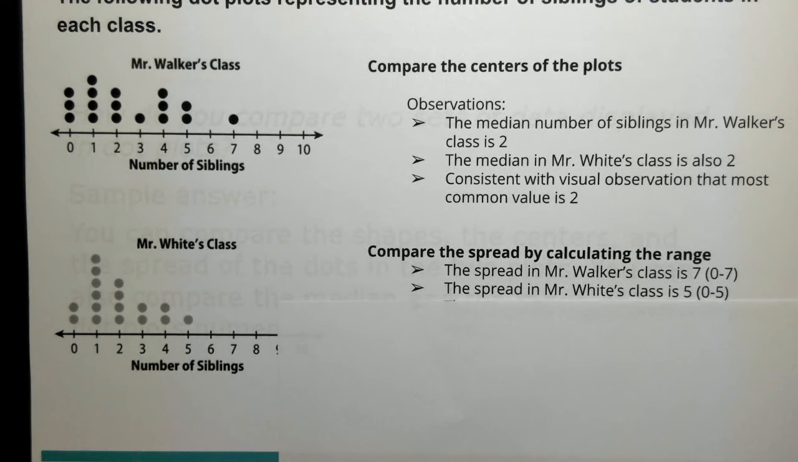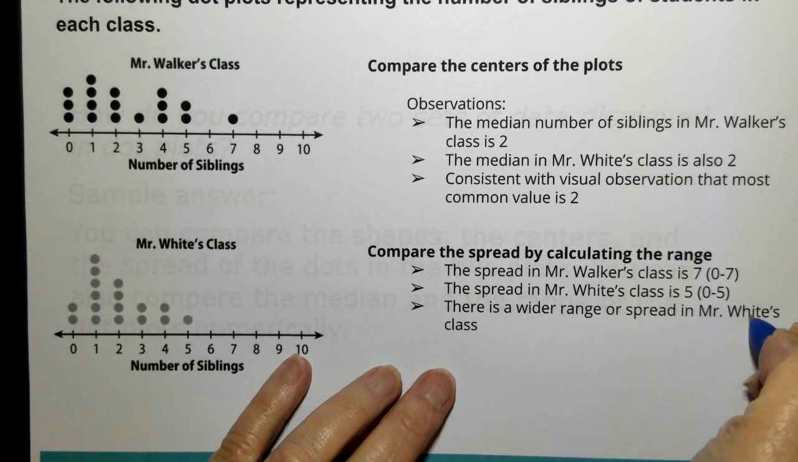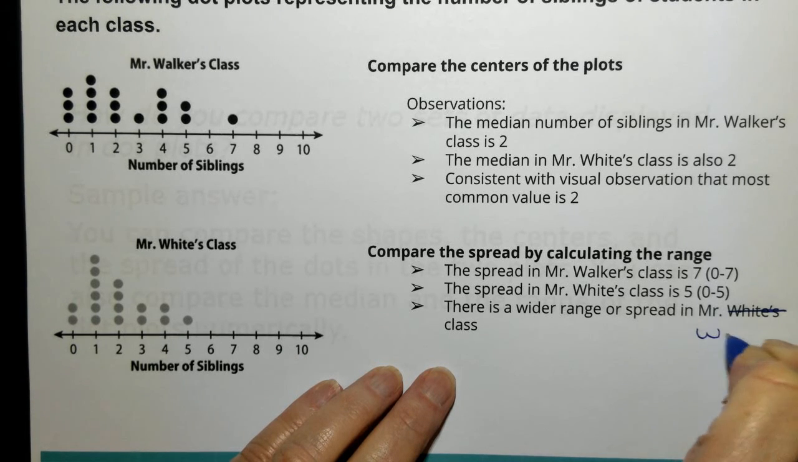And let's compare the spread. So now we're talking, instead of just the width of the spread, we're calling it the range. So the range is the technical term, and the range is 7 for Mr. Walker's class, and 5 for Mr. White's class. So there is a wider range or spread in Mr. Walker's class.